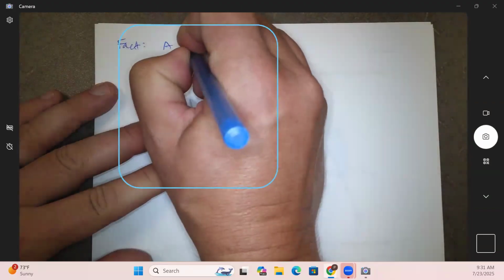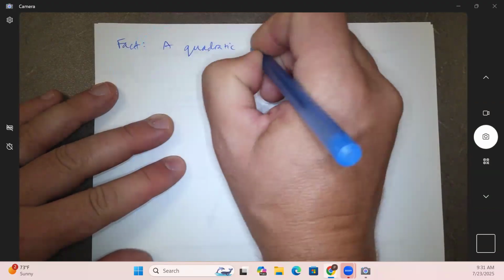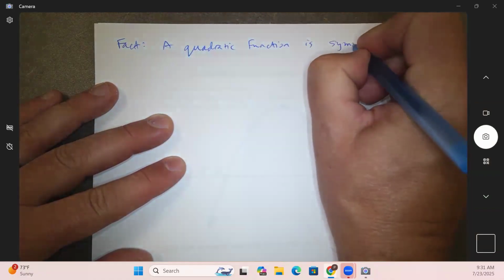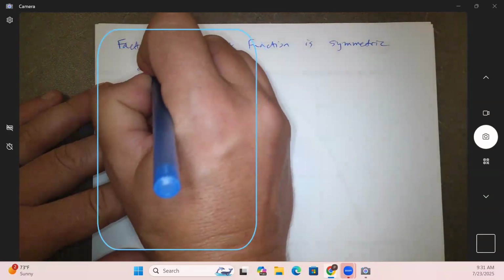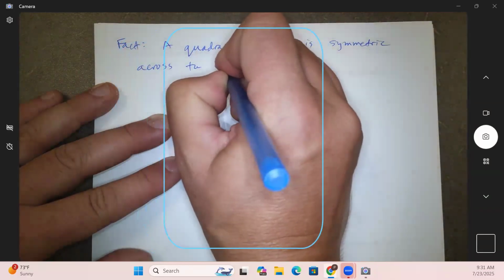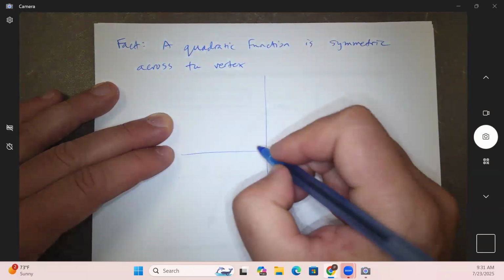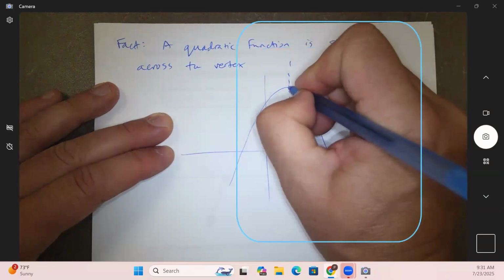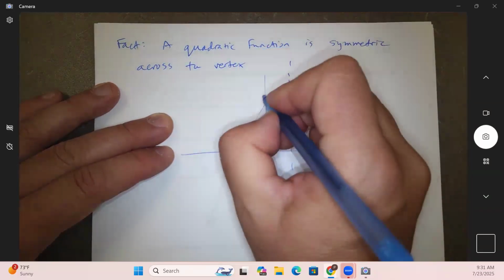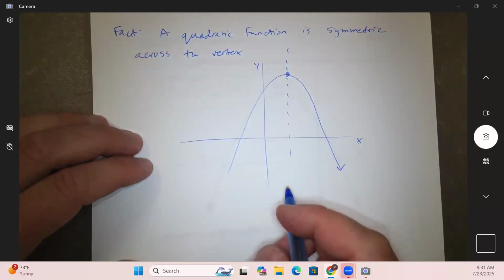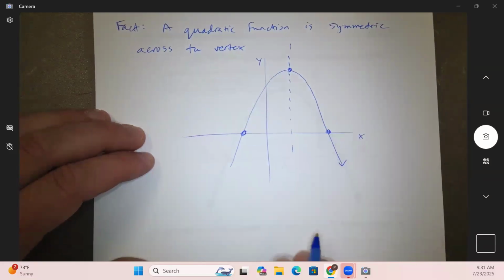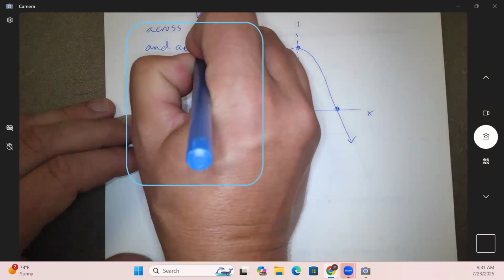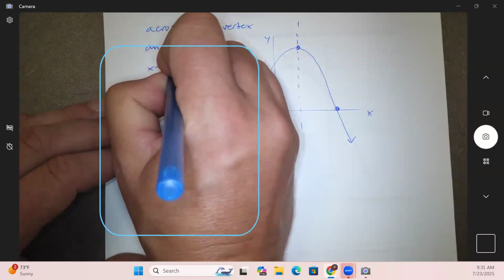In fact, a quadratic function, or a graph of the function, is symmetric across the vertex. This also means that it's symmetric across the x-intercepts.